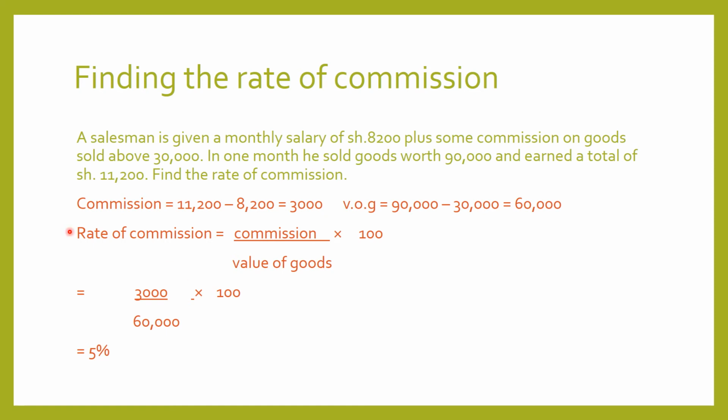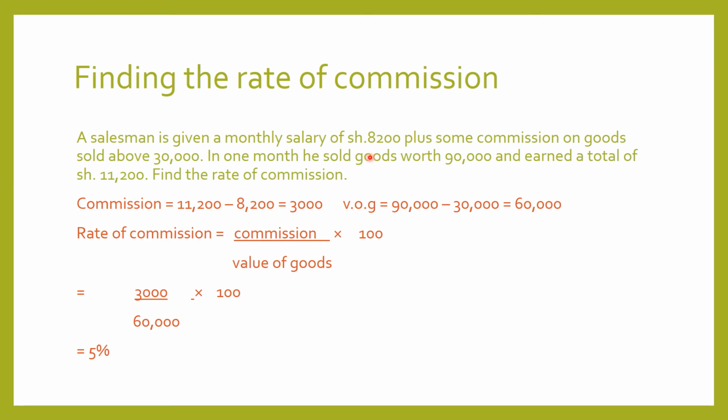So let's read our question. A salesman is given a monthly salary of 8,200 plus some commission on goods sold above 30,000. In 1 month, he sold goods worth 90,000 and earned a total of 11,200. Find the rate of commission, or find the percentage commission.